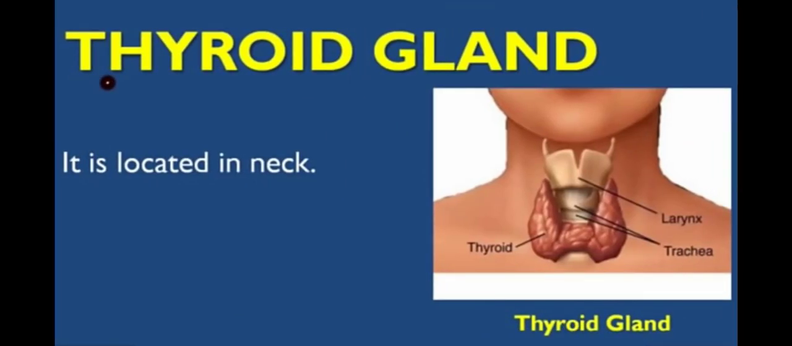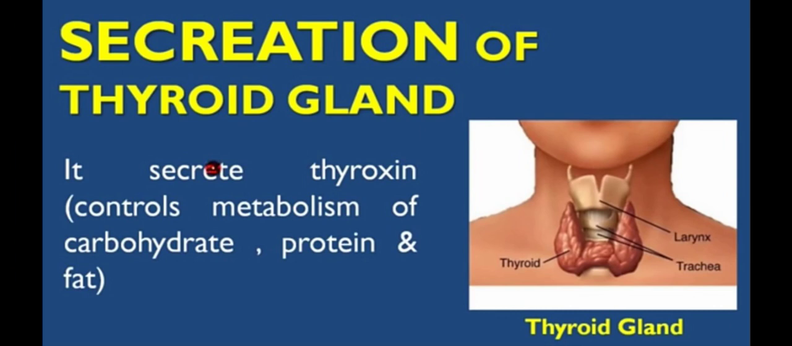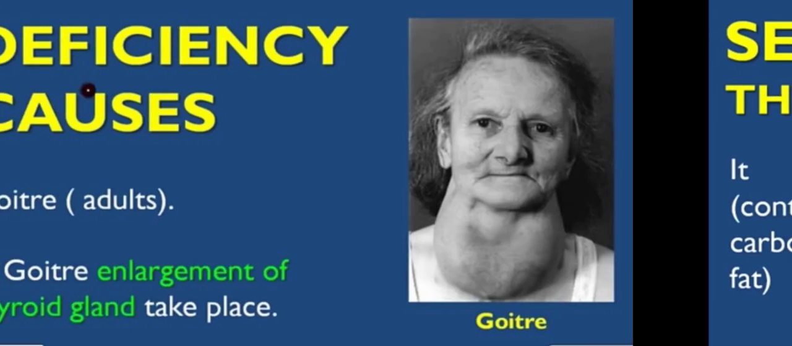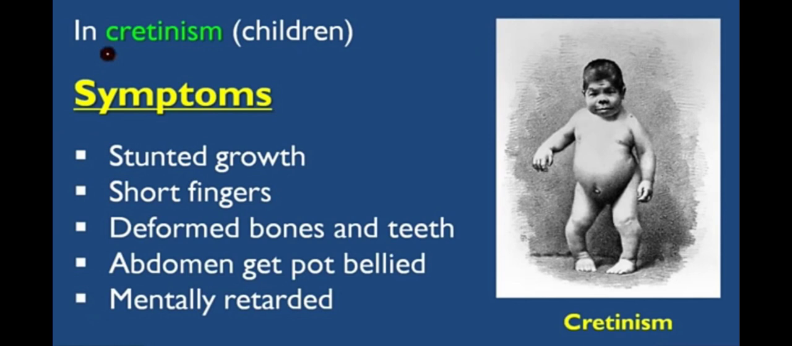Second gland is thyroid gland. This thyroid gland is located in the neck. The thyroid gland secretes hormone thyroxine. This thyroxine hormone controls the metabolism of carbohydrate, protein and fat. The disease caused due to this in adults: if thyroxine is not produced in proper amount, it will cause goiter. Goiter is the enlargement of thyroid gland. It takes place in adults, and in child it causes cretinism.